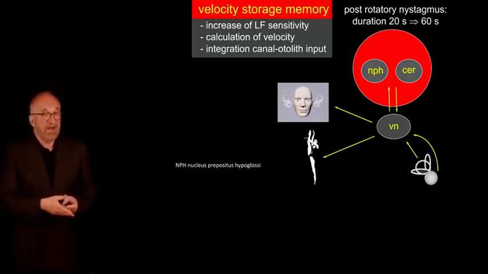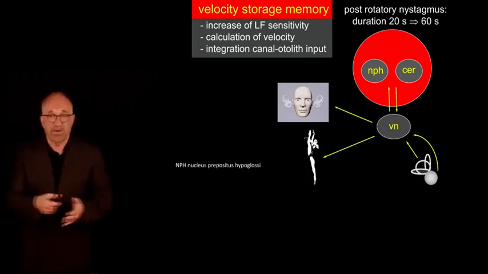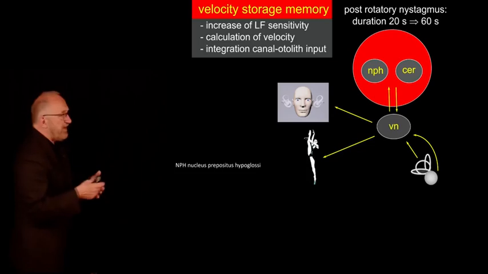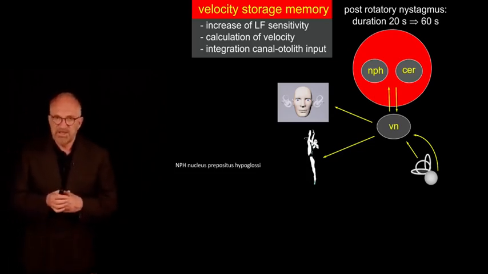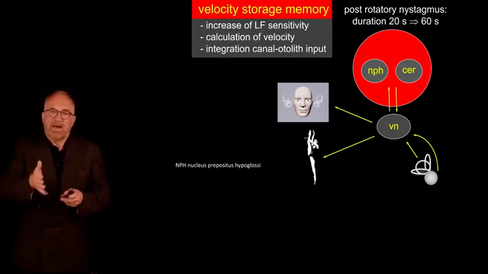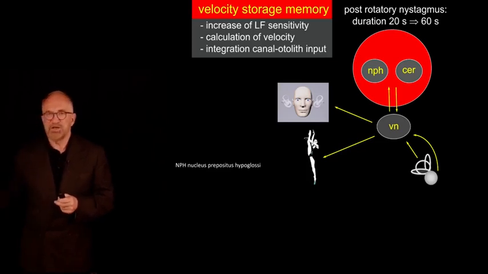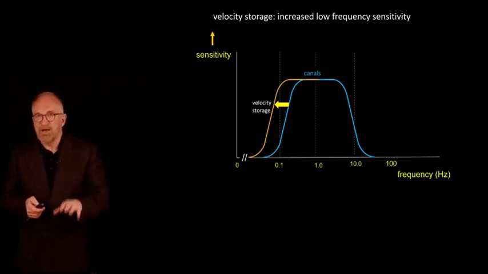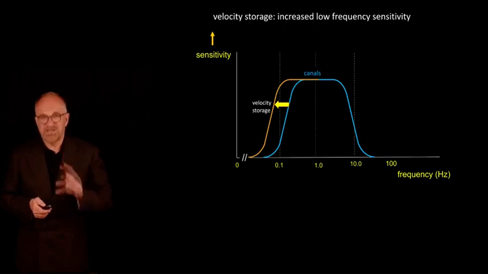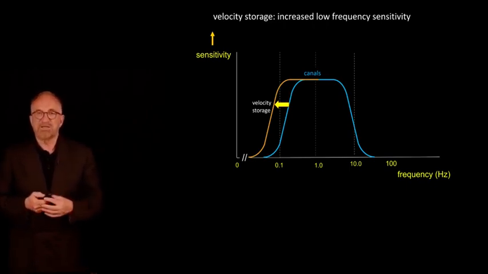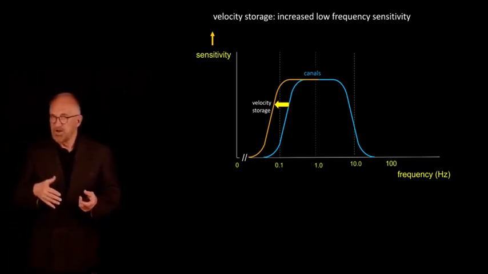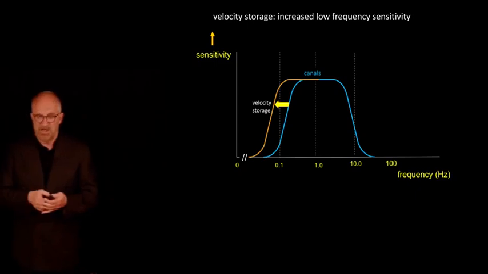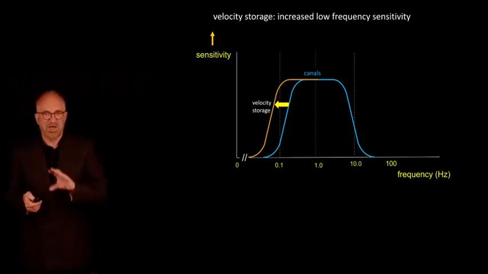So when I make this example of rotation, I start to rotate, I adapt, and I suddenly stop. What happens is that the mechanics has stopped. Within 20 seconds, I don't feel any rotation, but the memory in the brain takes care that I memorize the rotation much longer, about 60 seconds. And that makes the canal system more sensitive for low frequencies, as you can see here.